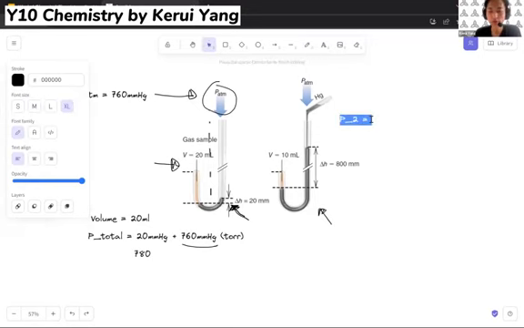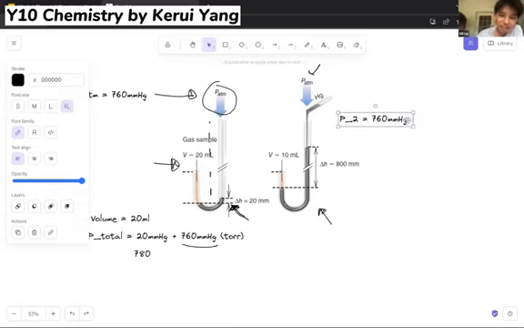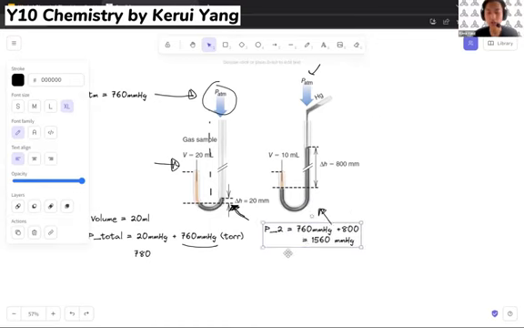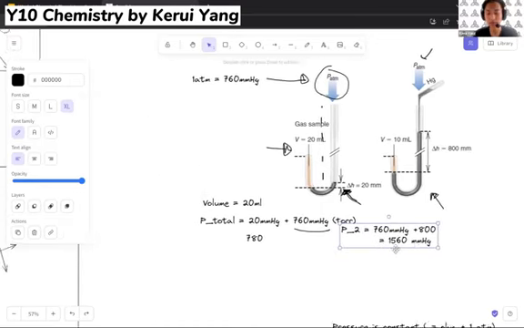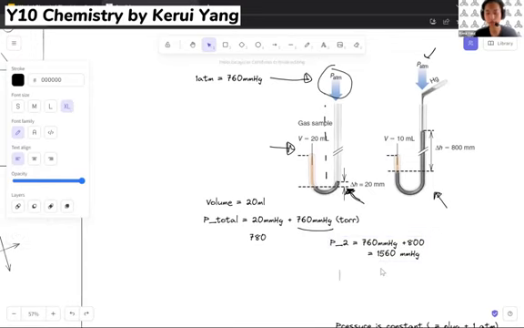So in pressure 2 over here, our pressure would be 760 millimeters of mercury, because the atmospheric pressure is still here. And then plus what would our second thing? Plus 800. So that equals 1560. So look, now our pressure is 1560 millimeters of mercury and our volume is only 10 mL.